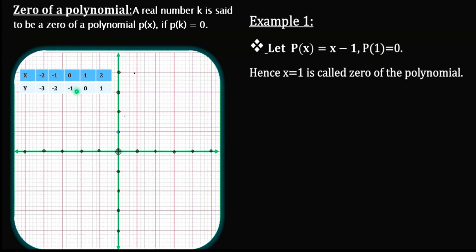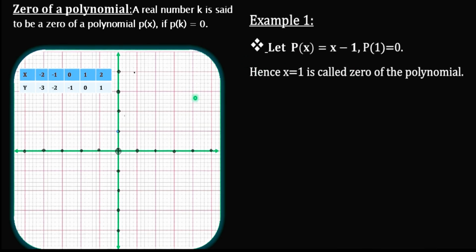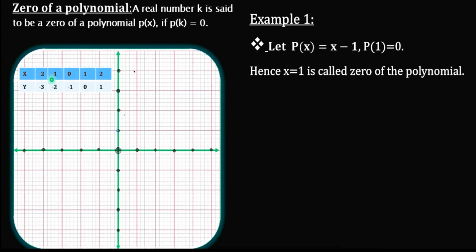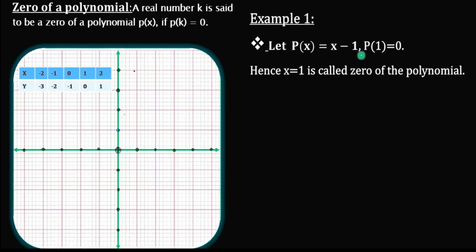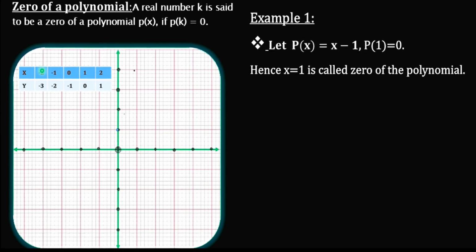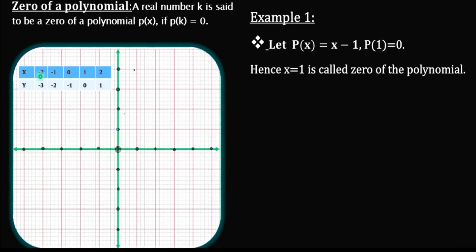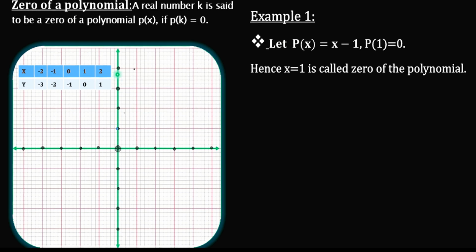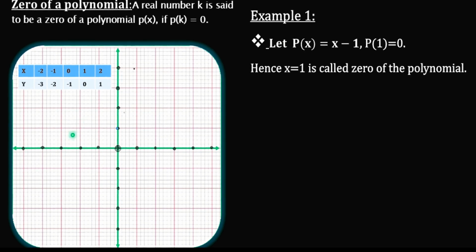That is 0 minus 1, minus 1. If x equal to 1, then 1 minus 1, 0. X equal to 2, 2 minus 1, 1. X equal to negative 1, then minus 1 gives negative 2. X equal to negative 2, minus 2 minus 1 gives negative 3. So we get our points here. Now we have to draw the graph.